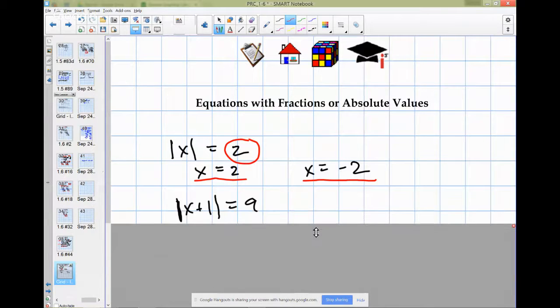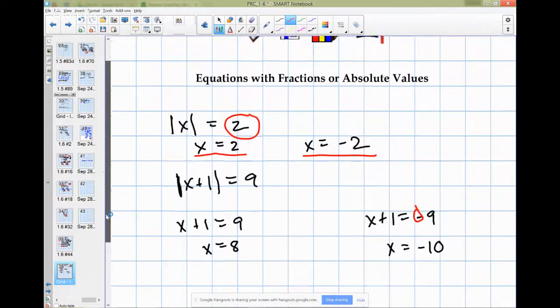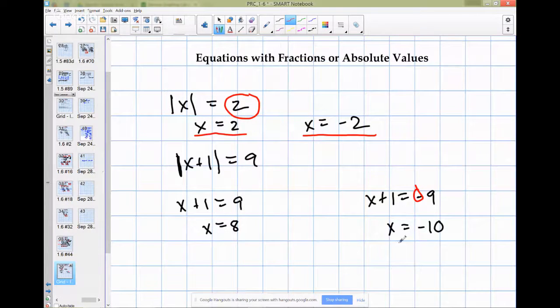Now let's do one that's harder. How do we solve this one? Absolute value of x plus 1 equals 9. Do the same thing. On the first part, just drop the absolute value signs and leave it be. And then you still got to solve it for x. But on the other side, drop the absolute value signs and change the sign on the non-absolute value side. Then, just go ahead and do the algebra. On one side, we would get x equals 8. On the other side, when you subtract 1, you get -10.